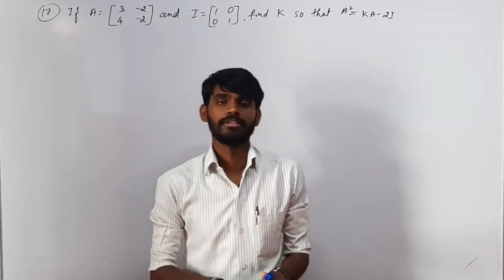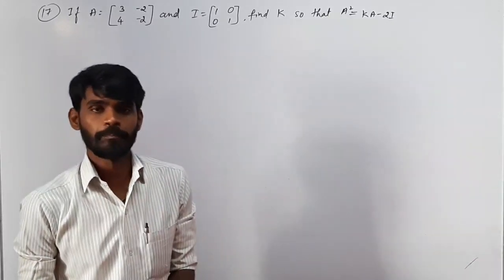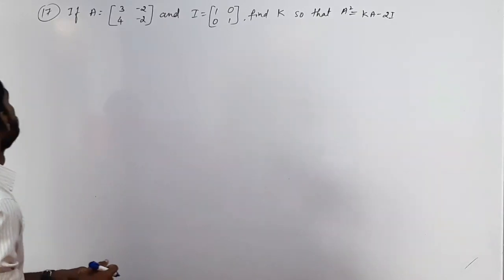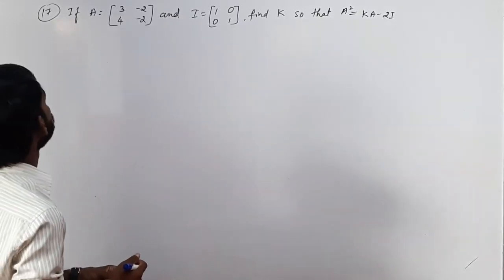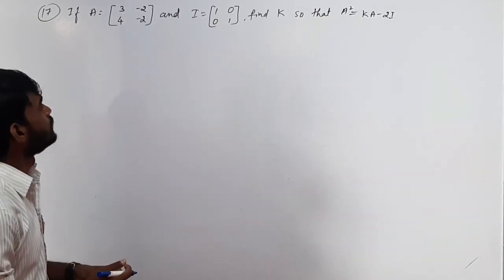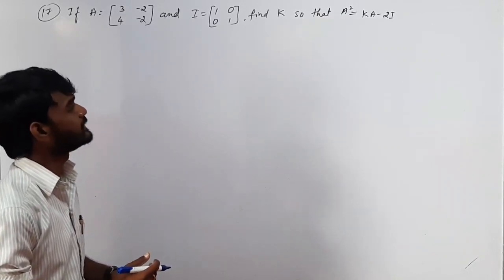Hello everyone. Today we are going to discuss exercise 3.2 remaining problems. So that is question number 17. If A is equal to [3, -2; 4, -2] and I is equal to [1, 0; 0, 1], find k. Show that A squared is equal to kA minus 2I.